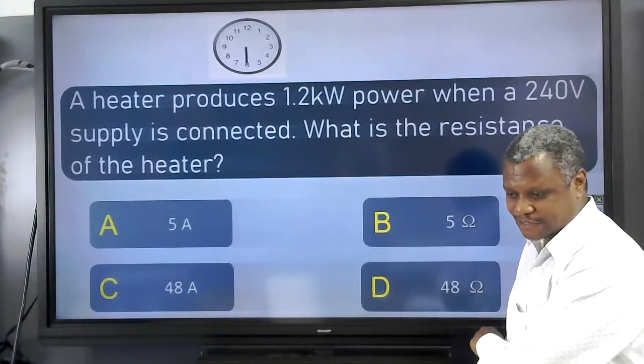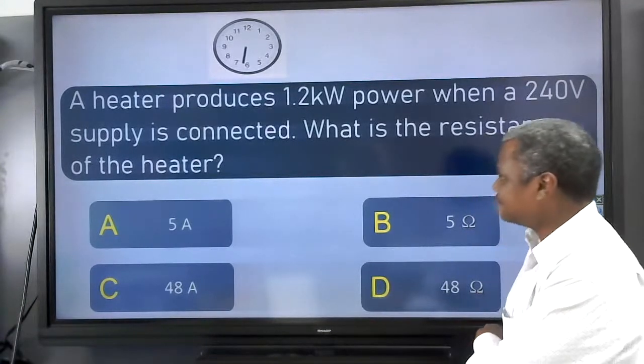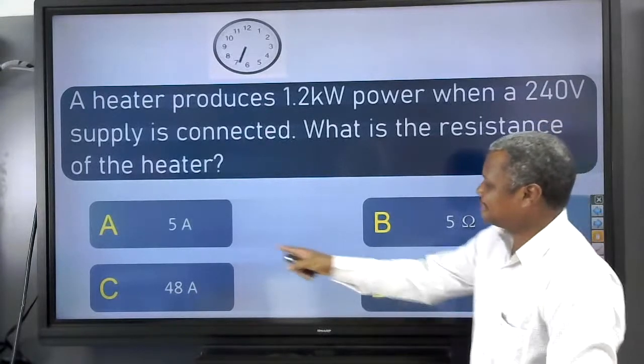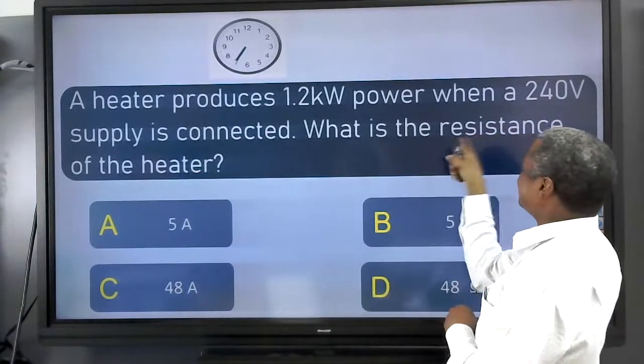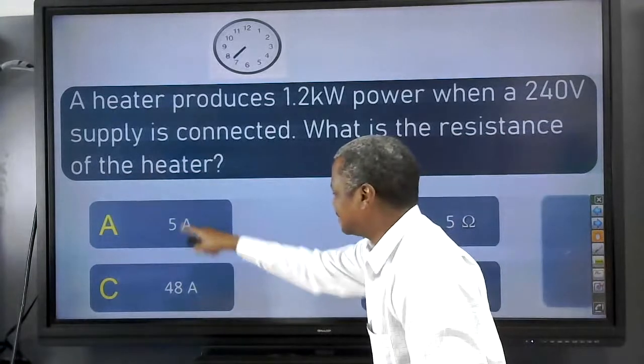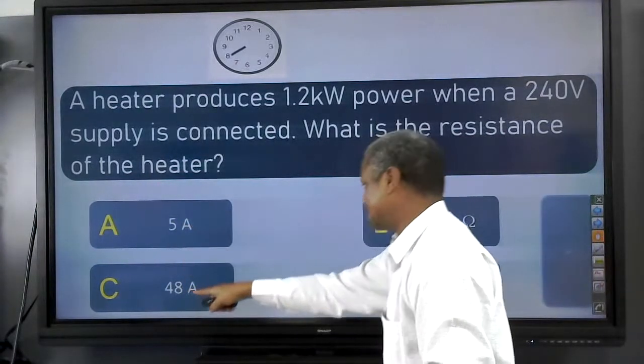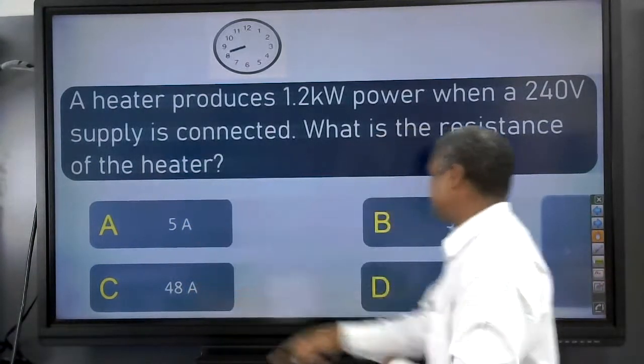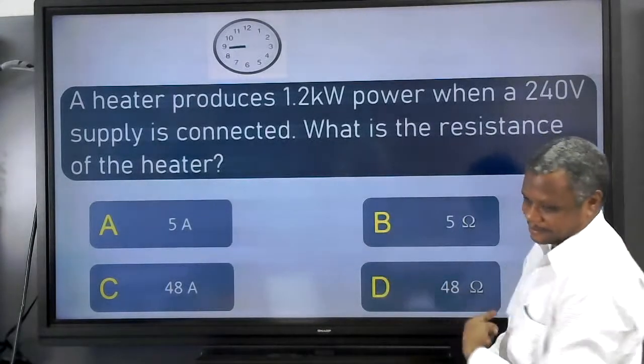3 room 8, number 34, A, 5 amperes. Check. The question is, what is the resistance? Not what is the current. Check the unit. So it's not A and it's not C because of the units. It should either be B or D.